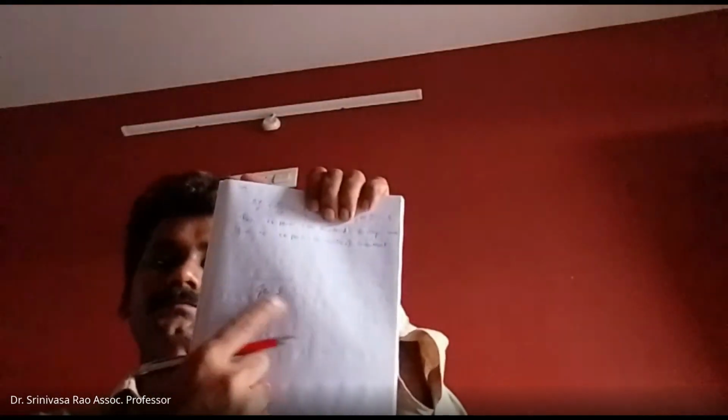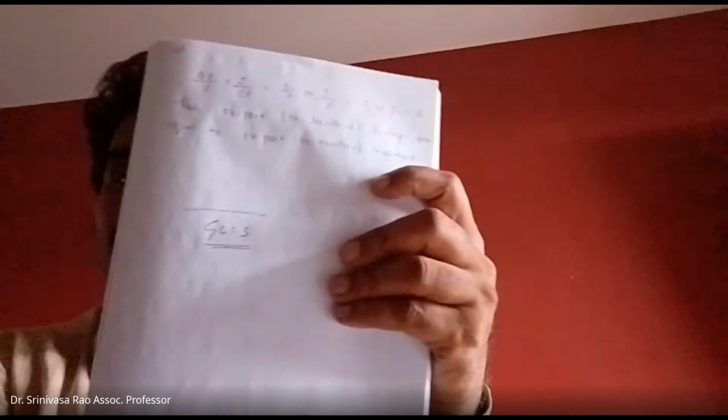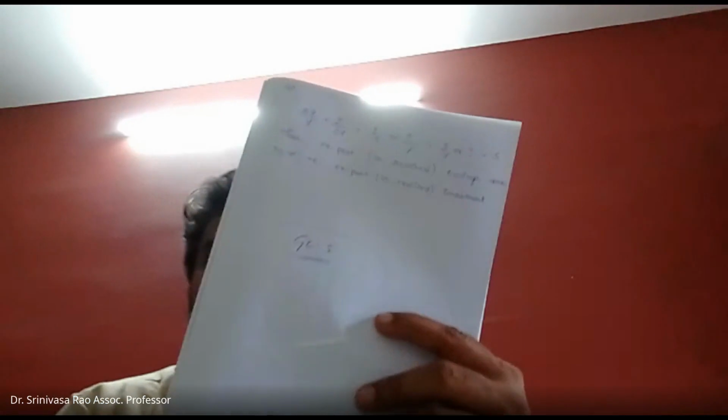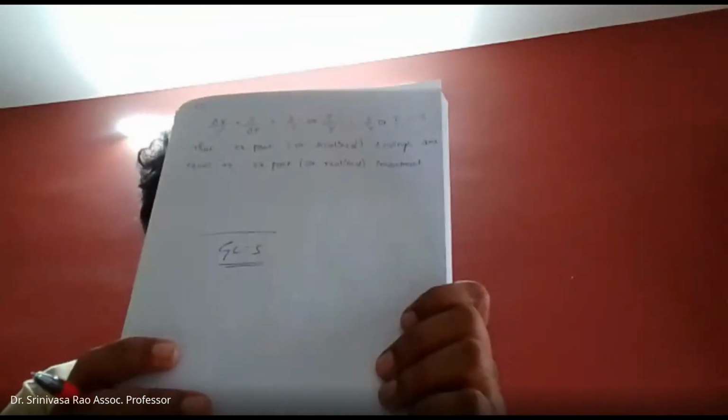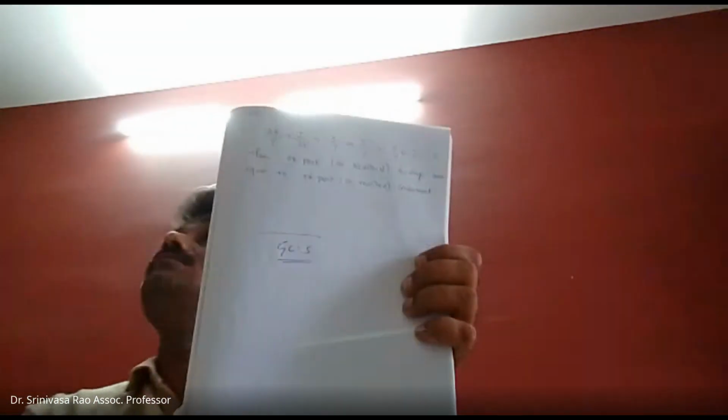Did you write it? GC is equal to S. Please write this down. GC is equal to S. Done. Yes, sir. Yes.